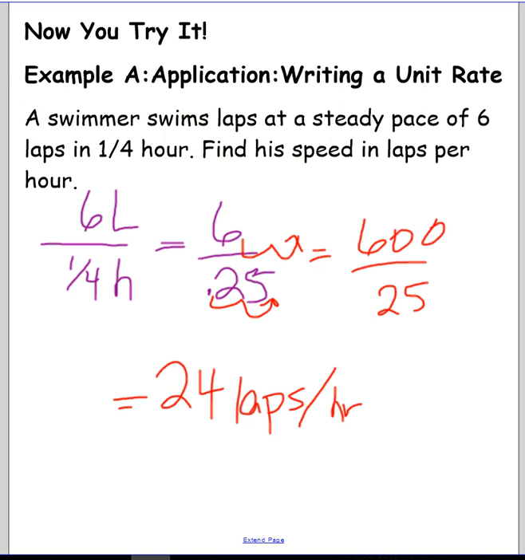Okay, so you should have gotten 24 laps per hour. Notice how I wrote my answer. This slash mark represents the division bar, or again, that word per. So you can just say laps, then a slash, and then hour. And that's just a shortcut way of writing it.